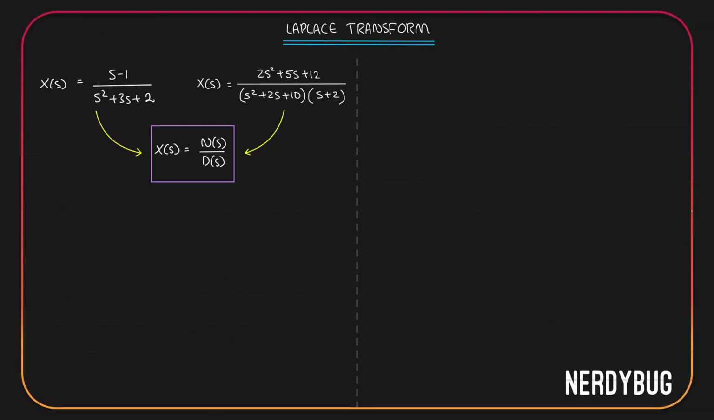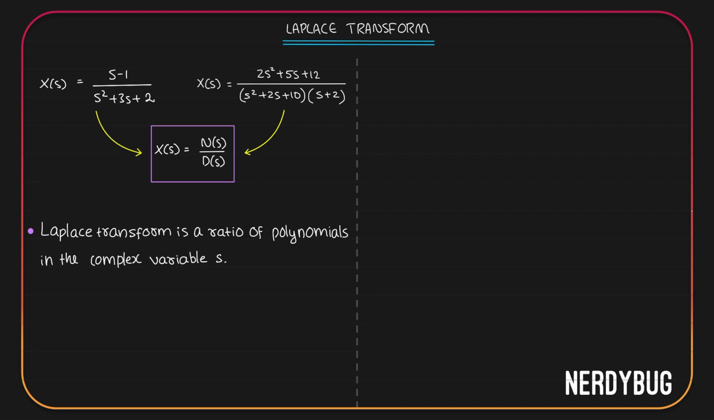In the problems that we just solved, we got x of s like this. First one was s minus 1 by s square plus 3s plus 2. The last one was 2s square plus 5s plus 12 divided by s square plus 2s plus 10 multiplied by s plus 2. They are all of the form n of s by d of s. That is, numerator is a function of s and denominator is also a function of s. We can say that these Laplace transforms are ratios of polynomials in the complex variable s. Since the numerator and the denominator are polynomials, we can call it a rational function.